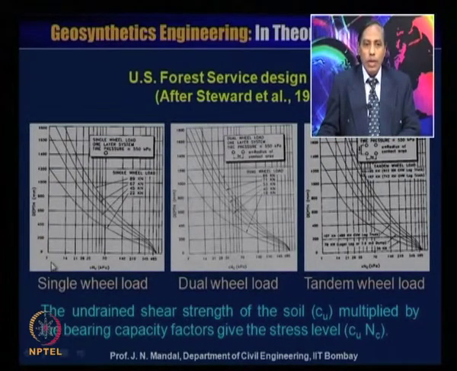So, this will give you the undrained shear strength on this axis, and then the depth in millimeter. That means from this chart we have to calculate the C into Nc, or Cu into Nc. We know from the side what will be the undrained shear strength of the soil, that means Cu. And when you know the Cu value, you can also calculate what will be the CBR value.